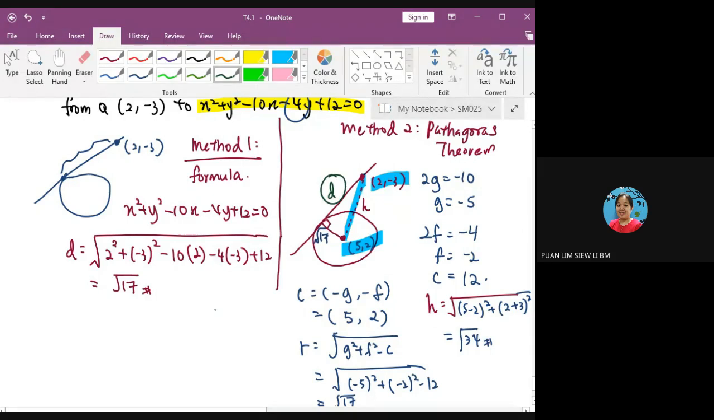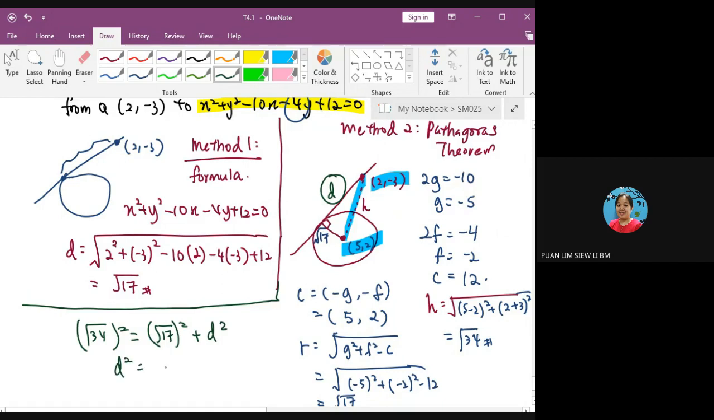Finally we can go back to the length of the tangent by using Pythagoras, where your hypotenuse square equals your side here, square root 17 squared, plus d square. So d square will be 34 minus 17. So d will be square root 17. They will not have any conflict about the answer, just the method is different.